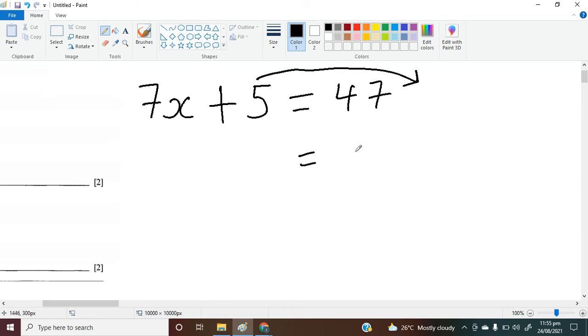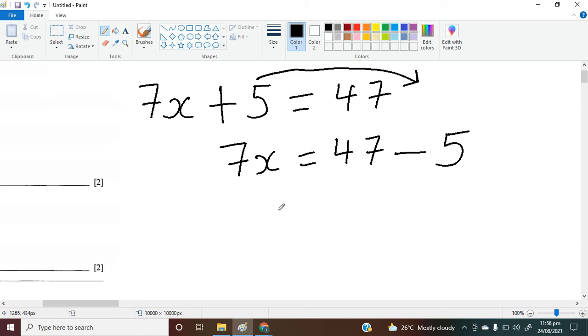And so now we have 47, and we have 5, because remember we moved 5 over the equal sign. Now, because it was positive 5, when we move it over the equal sign, the sign will change. And so this positive will turn into a negative. Okay? So now what we're left with on this side? Well, we took the 5 over, and so now we're just left with 7x.